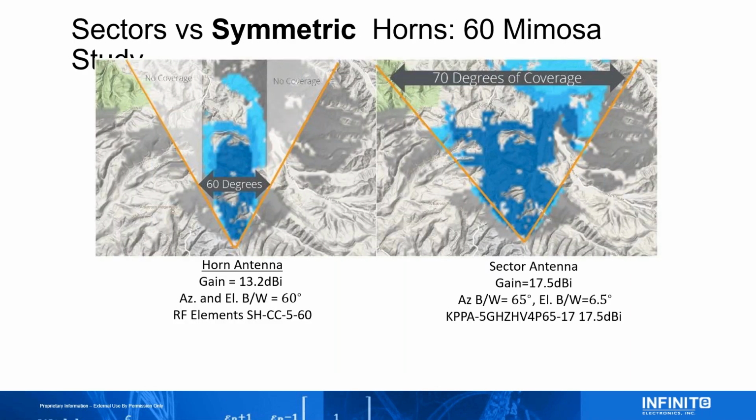So here's another study performed by Mimosa, where they compare a horn antenna, a 60-degree horn versus a sector antenna. You can see that the coverage is that much different. I mean, you're getting a wide range of coverage. Now, like I said, I don't want to get all up against the horns. The horns are a good product for a certain application. They're a tool in your tool belt, but we just need to know when to use them, and in what cases is it best to just go up to a sector antenna.